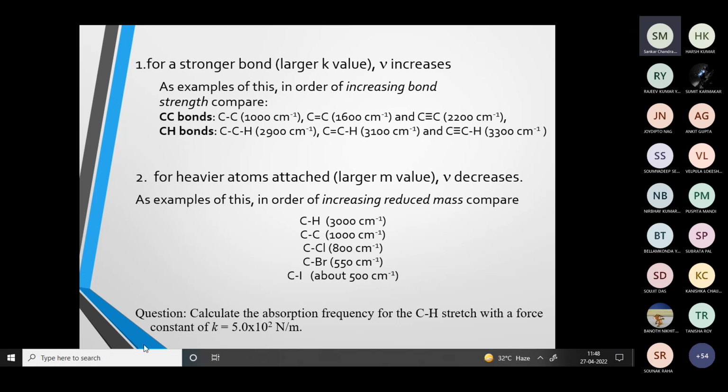So this is the question: calculate the absorbance frequency for CH stretching with a bond force constant K equal to 5 × 10^2 Newton per meter. So this is a very specific problem for your exam. That is your homework. Okay, is it clear?